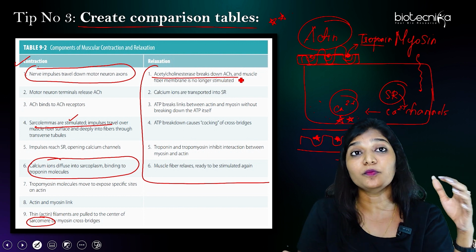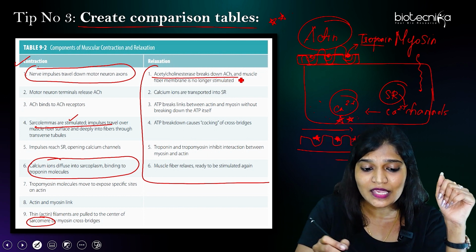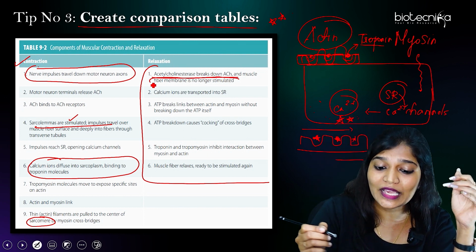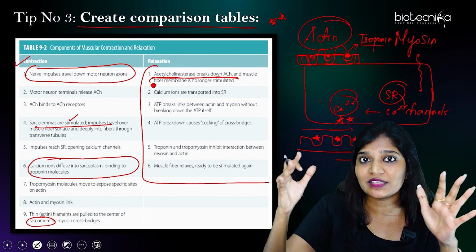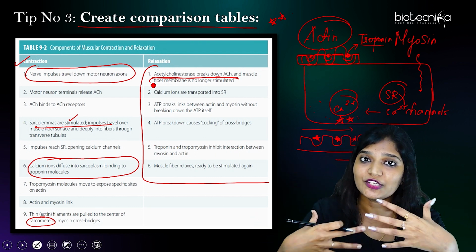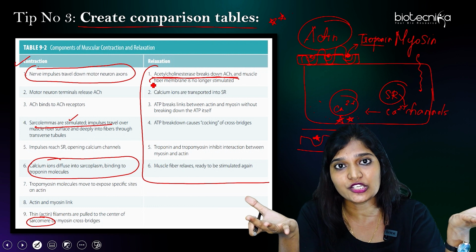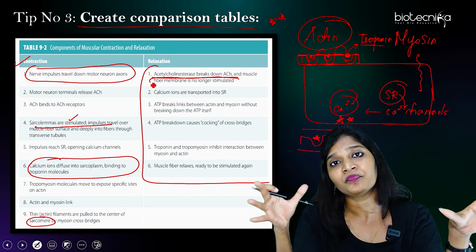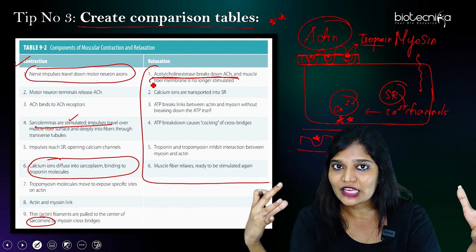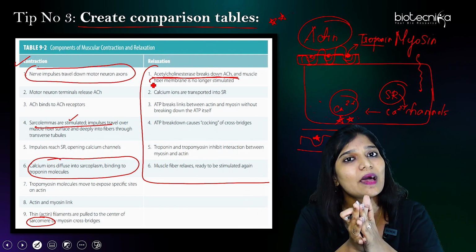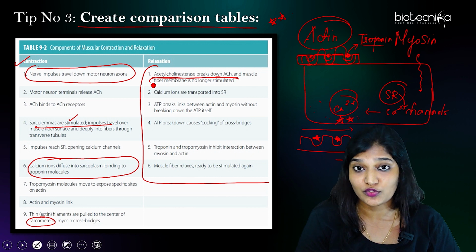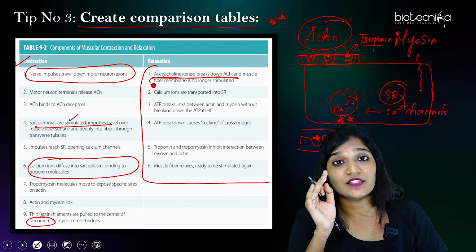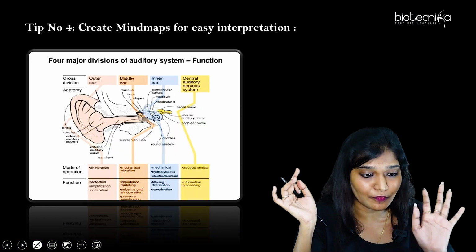Acetylcholinesterase breaks down the acetylcholine, so calcium will no longer be there. Calcium goes back into the sarcoplasmic reticulum. If calcium goes, there is no increase of calcium, so ultimately the troponin and tropomyosin will seal the actins again. So there is no pulling action and no contraction. This happens during the relaxation process. So a comparison table is a very important trick that you should follow.